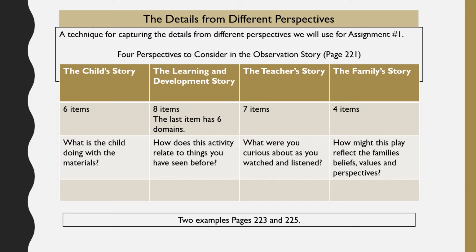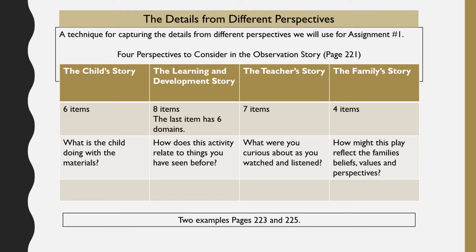The second column is the learning and development story. And here there are 8 items. And the last item has 6 domains. And so we want to make sure that we consider all those domains as well. So here's the first question. How does this activity relate to things you have seen before?